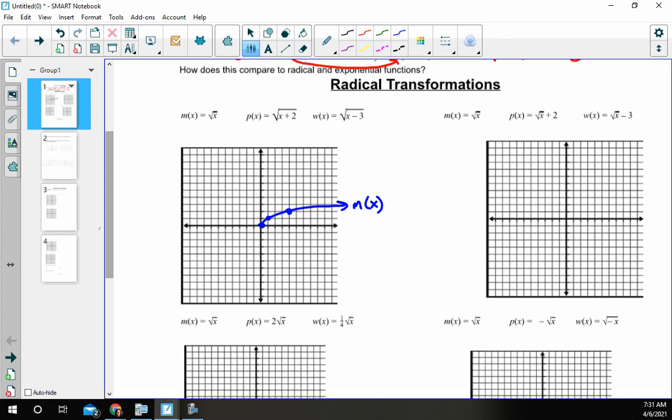Okay, so the first thing that we grabbed was the parent. Remember, the parent is the OG before we moved it. So what we're actually going to do is graph this on all 4 of them, so we have our parent function on all 4.